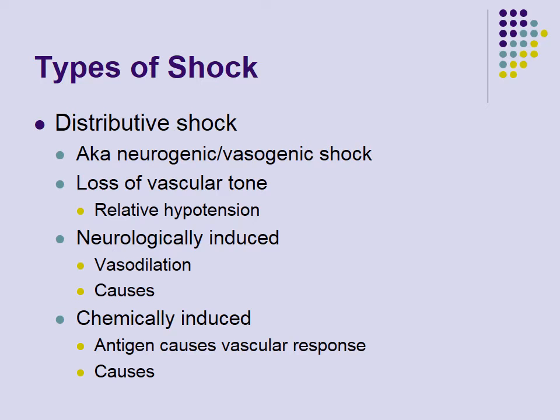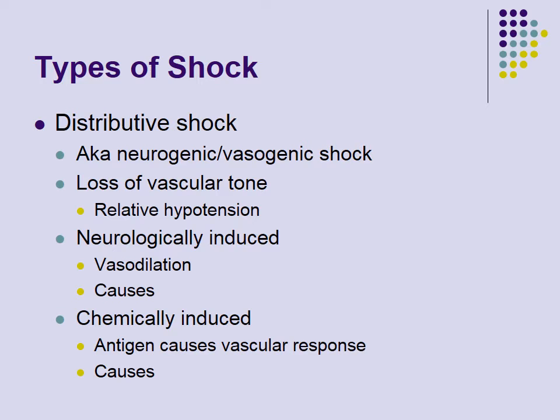When we give a patient a spinal anesthesia, we cause vasodilation to a good half to 2/3 of their body. And so now they are vasodilated and they have a relative hypotension. Also, patients that have spinal cord injuries can also end up with this vasodilation. And there are other examples, but I'm listing the ones that we most commonly see.